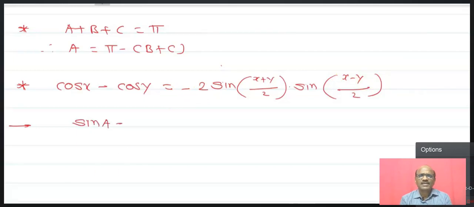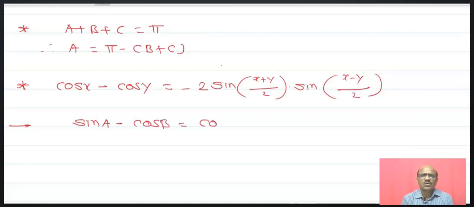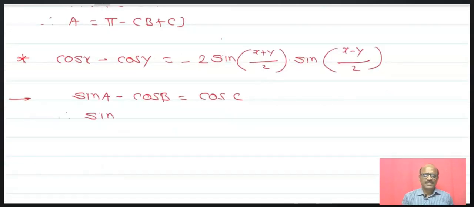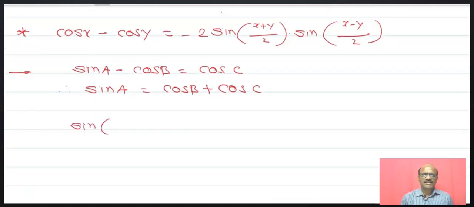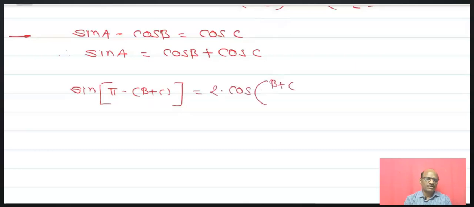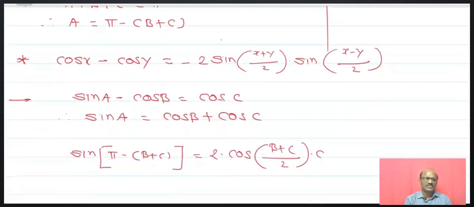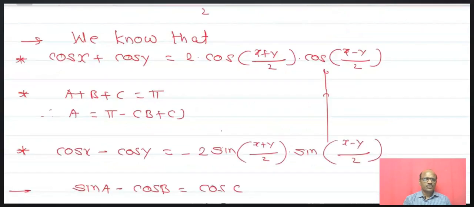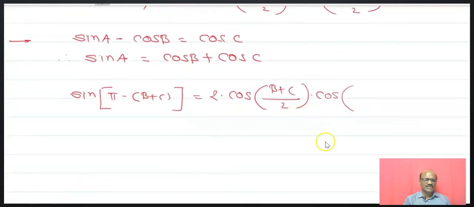Now we'll continue. Sin A minus cos B is equal to cos C. Now this can be written as sin A is equal to cos B plus cos C. Therefore sin of (pi minus (b plus c)) is equal to, now here we'll apply the formula for cos b plus cos c, that is 2 times cos of (b plus c) upon 2 into cos of (b minus c) upon 2.